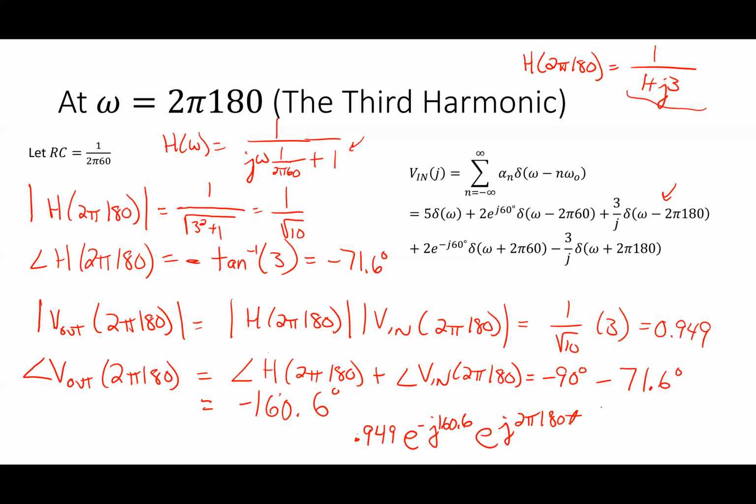And if I looked at what I would get at the negative frequency, it would be the complex conjugate of that. And so that tells me that if I looked at the cosine that I got at 2 pi 180t, it would be 2 times 0.949 cosine 2 pi 180t. And what would be the angle of that cosine? Negative 160.6.